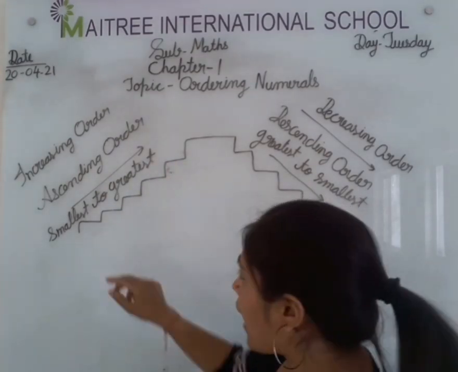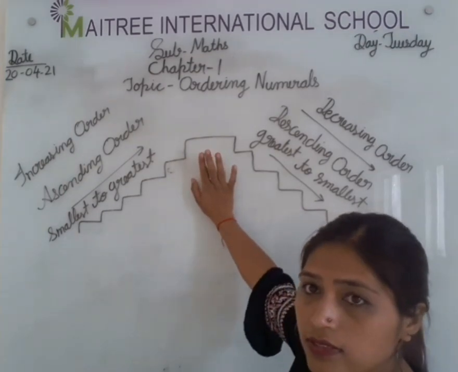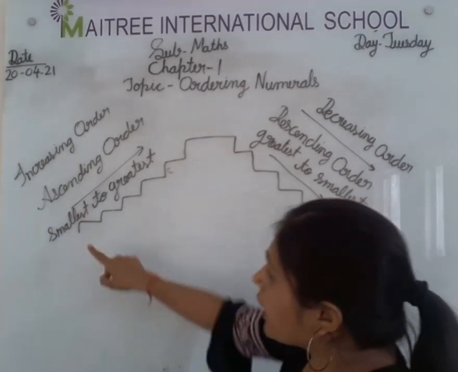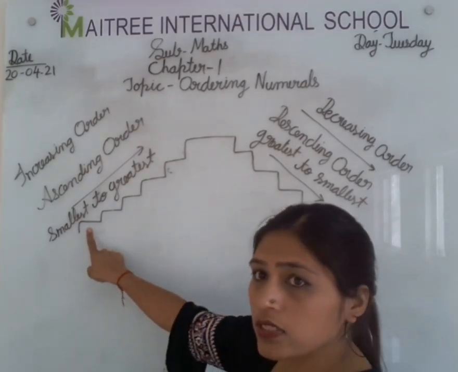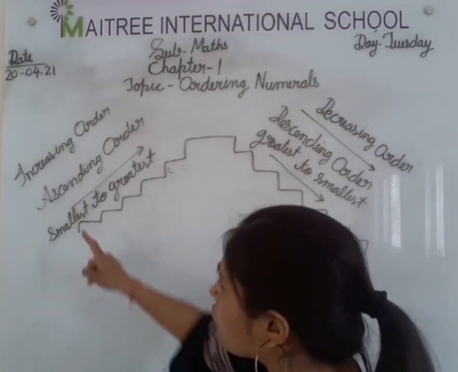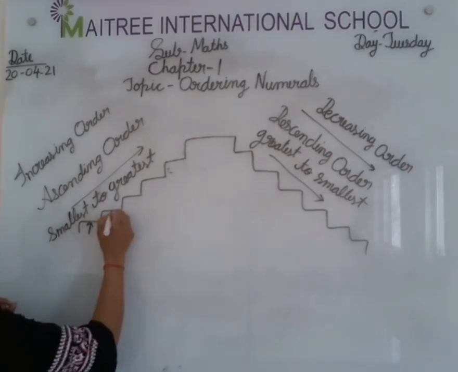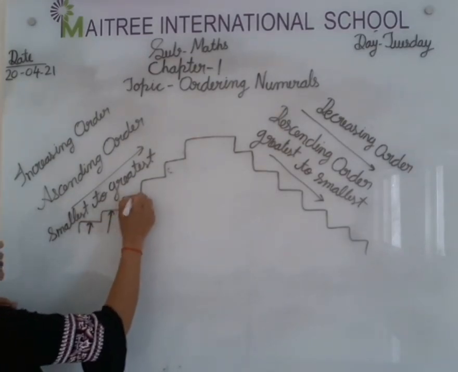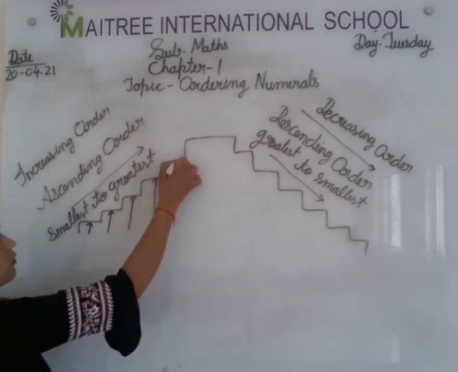While we climb the stairs, have you seen stairs? Everyone has seen the stairs at home. So while we climb the stairs, we start from the lowest height. सबसे नीचे से हम start करेंगे. We will start from here, and gradually the height will increase. So height is increasing here.